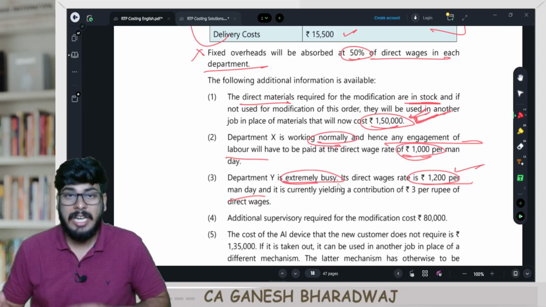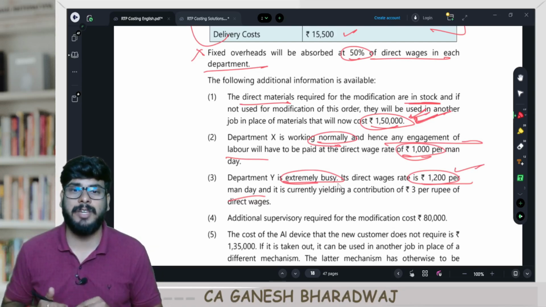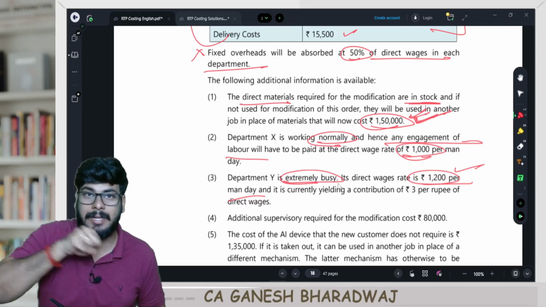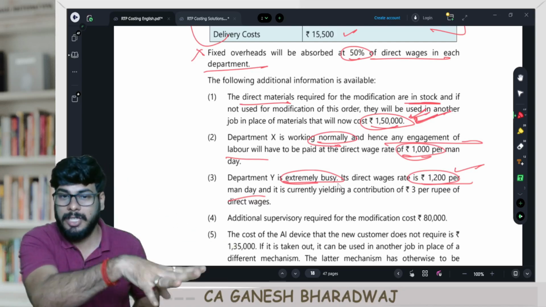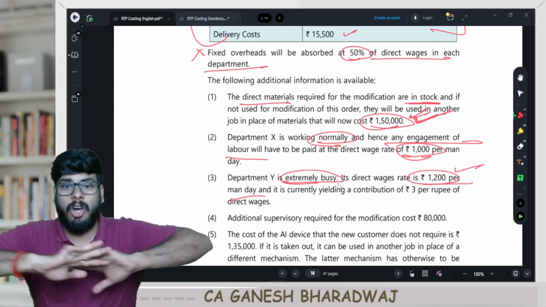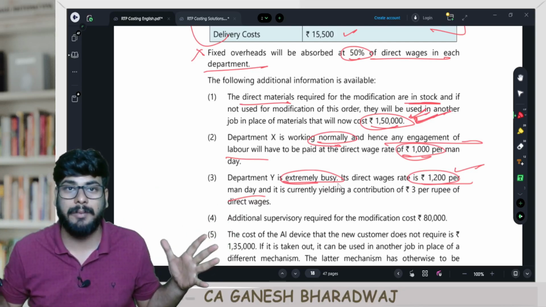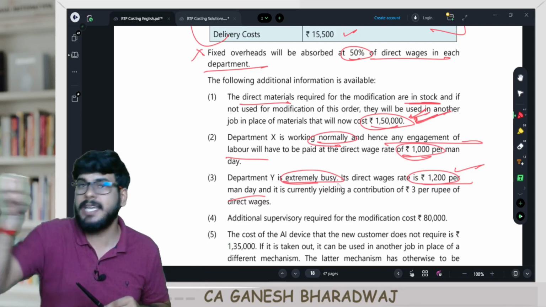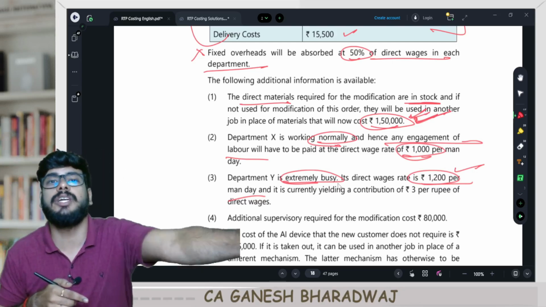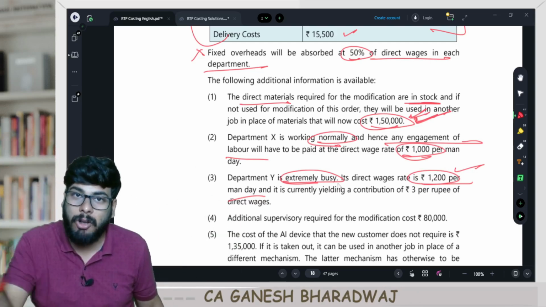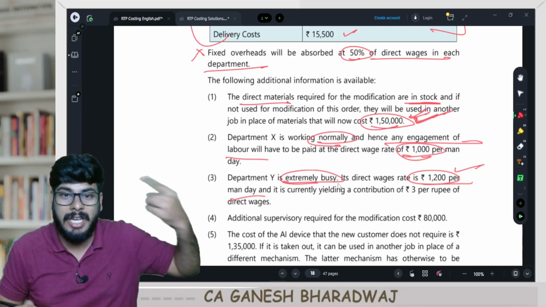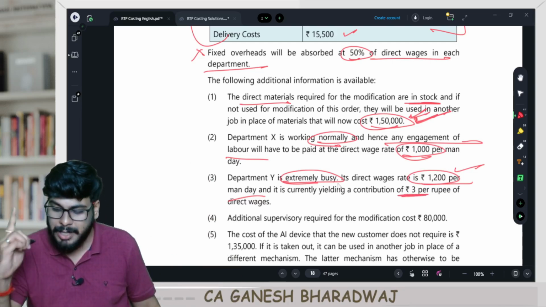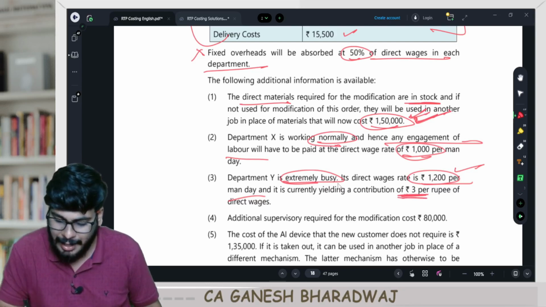But it is an extremely busy department, which means it is working at full capacity. So I am taking 55 man days from Department Y and using it for this particular order. Because of this, all my staff are busy in Department Y. There is no idle labor, which means I will have to take a laborer who is working on some other project, take him from that other order and put him in this particular job order. Are you clear with this? So because I am doing that, I am not only incurring extra labor cost, but I am also losing out 3 rupees of contribution per rupee of direct wages.